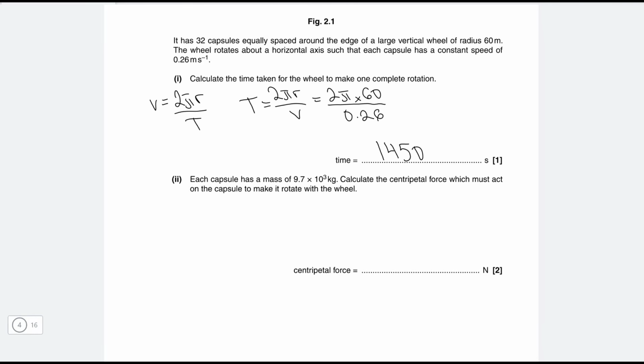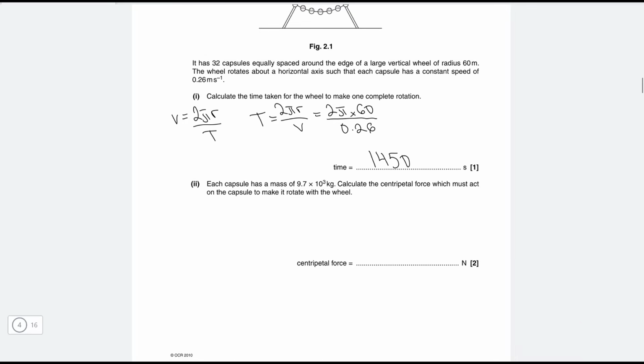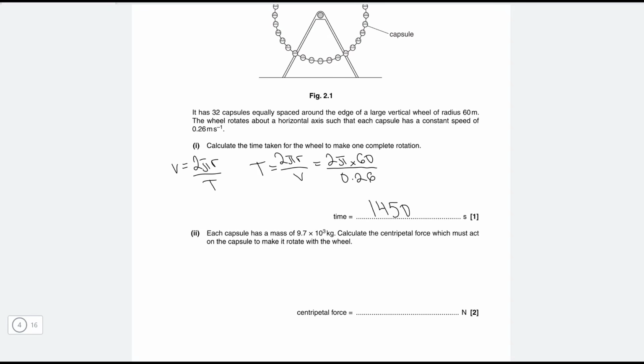Okay, part 2. Each capsule has a mass of 9.7 times 10 to the power of 3 kg. Calculate the centripetal force which must act on the capsule in order to make it rotate.